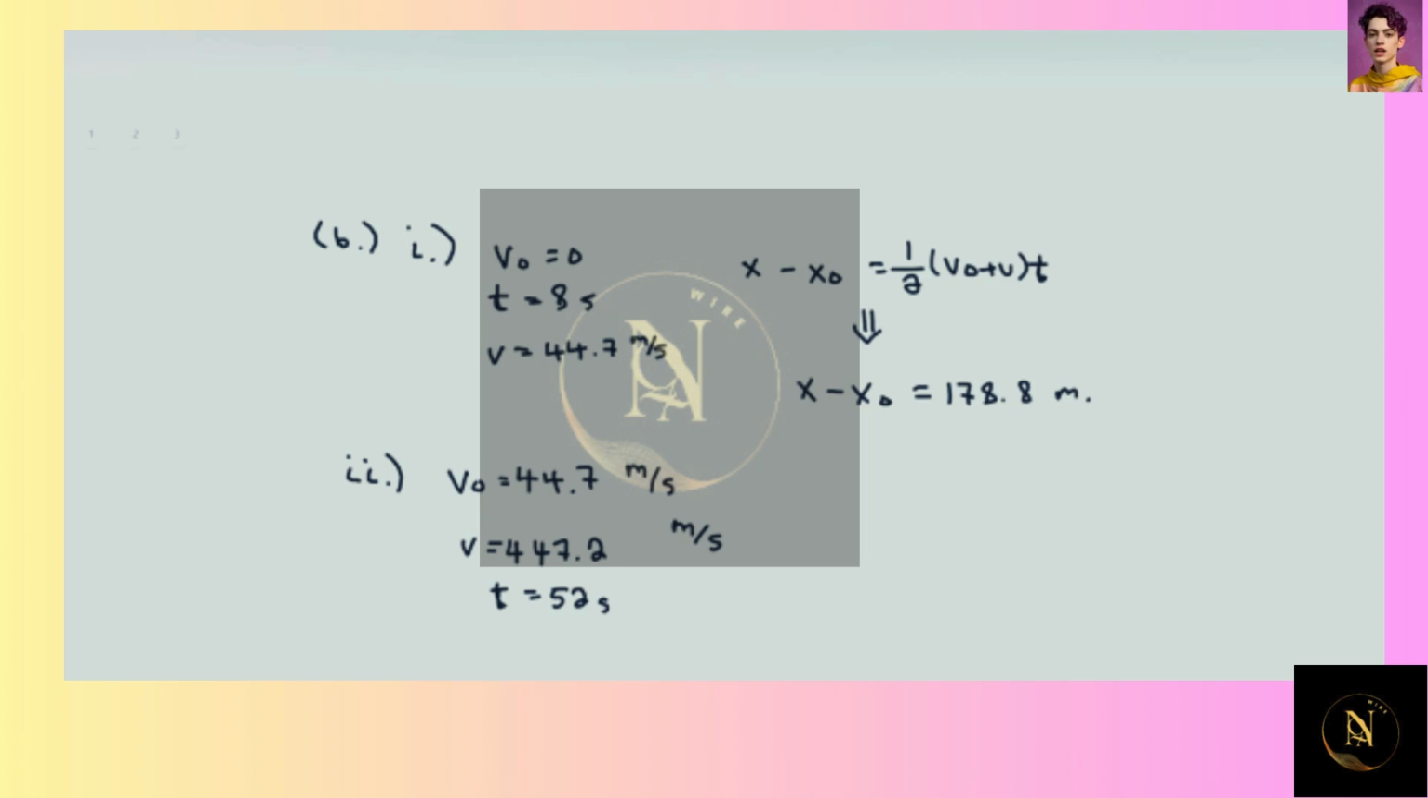And we're going to use the same formula. x minus x naught is equal to 1/2 (v naught plus v) times t. We have a t value, we have a v naught plus v value, and then we divide that by 2 and get the distance traveled. And we get 12,789 meters. And so these two are the final answer for this part. And that's the end of the problem.